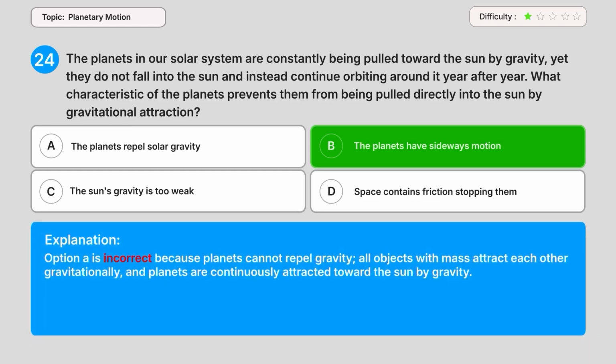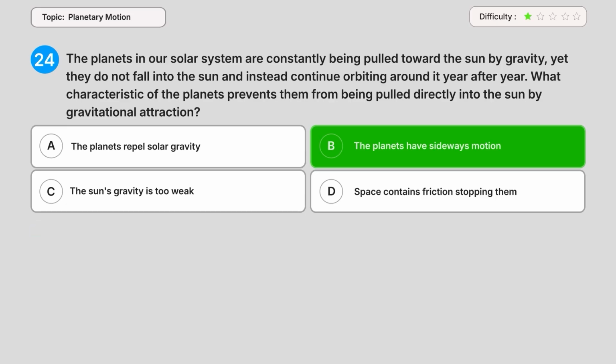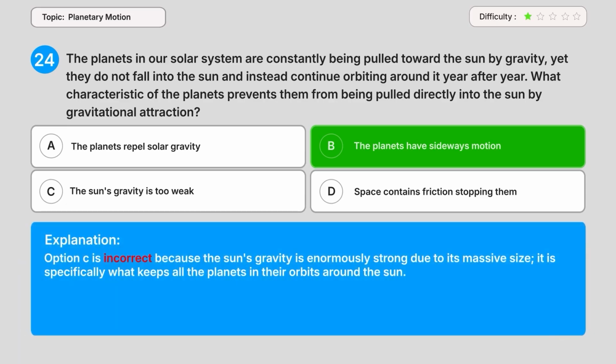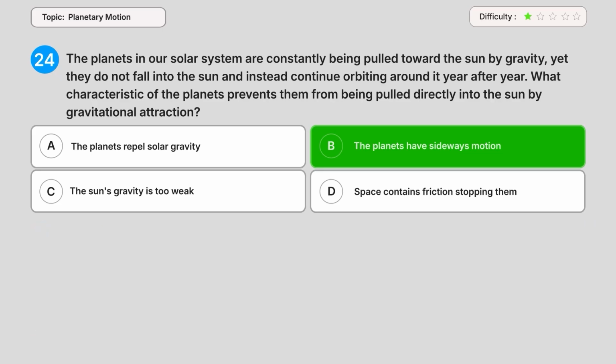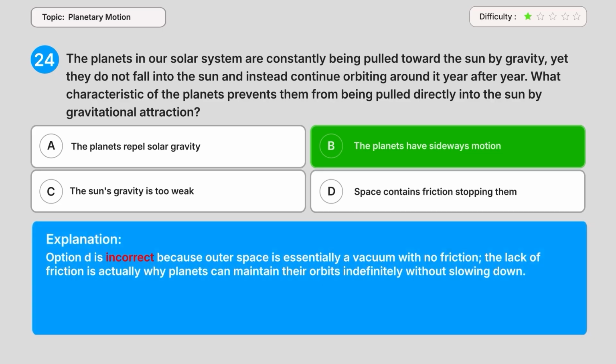Option A is incorrect because planets cannot repel gravity. All objects with mass attract each other gravitationally, and planets are continuously attracted toward the sun by gravity. Option C is incorrect because the sun's gravity is enormously strong due to its massive size. It is specifically what keeps all the planets in their orbits around the sun. Option D is incorrect because outer space is essentially a vacuum with no friction. The lack of friction is actually why planets can maintain their orbits indefinitely without slowing down.